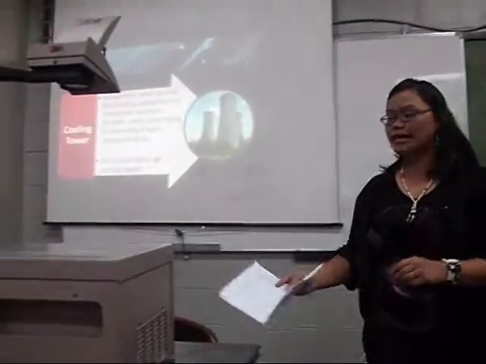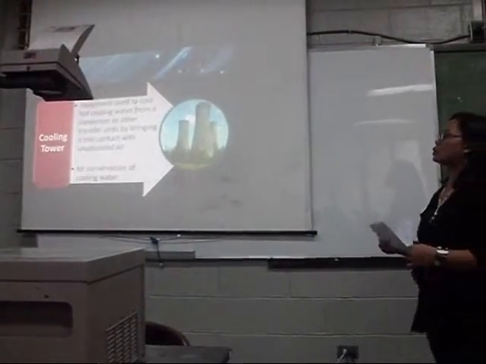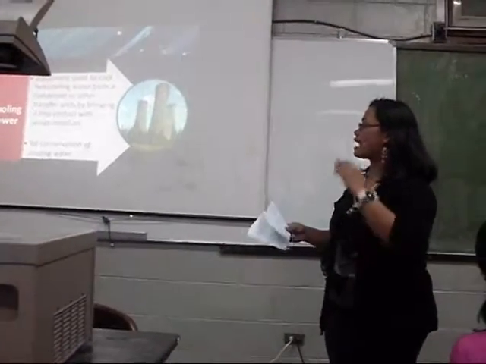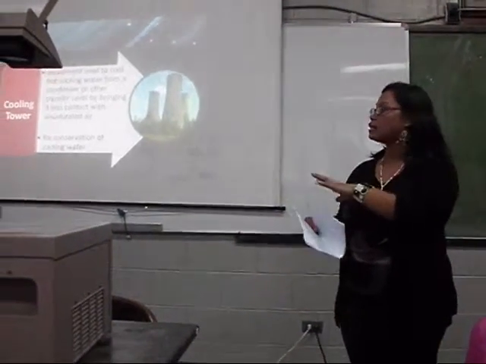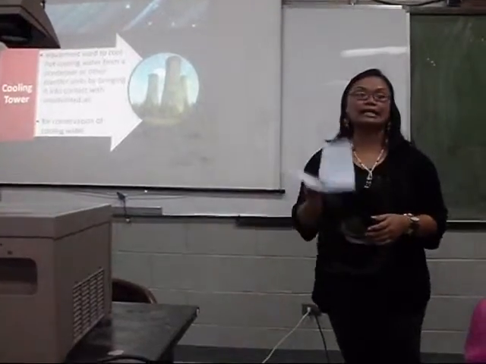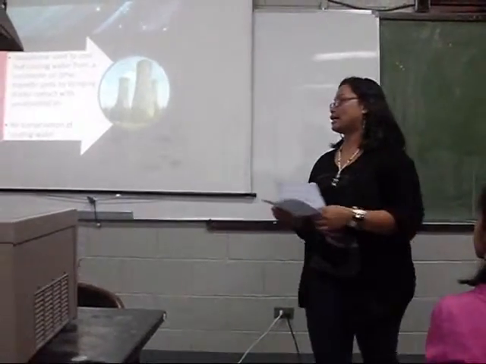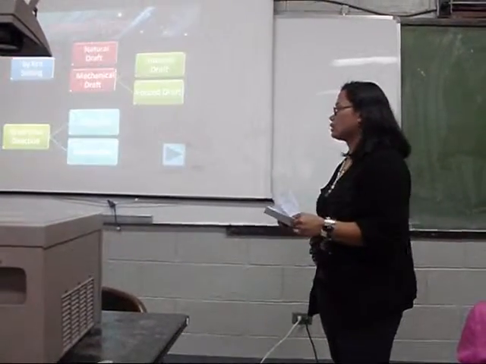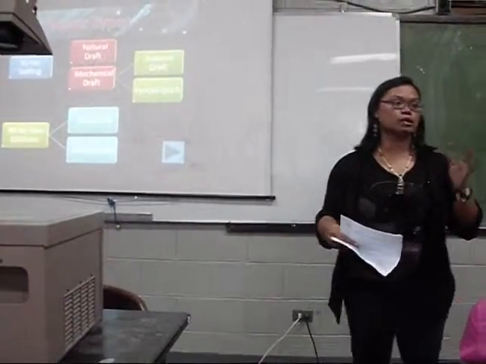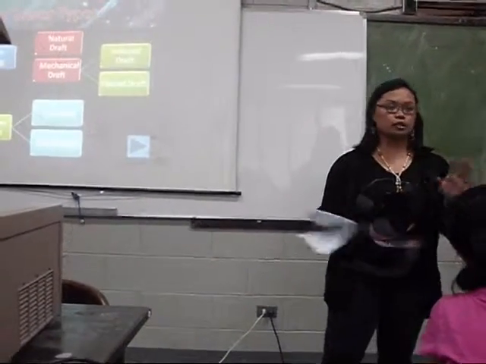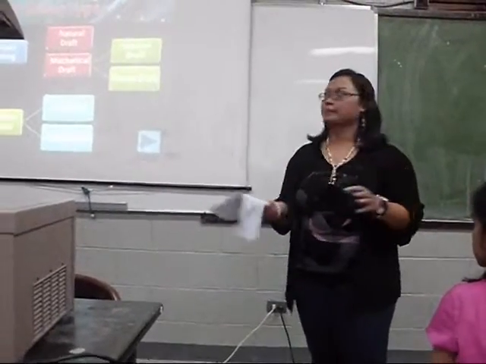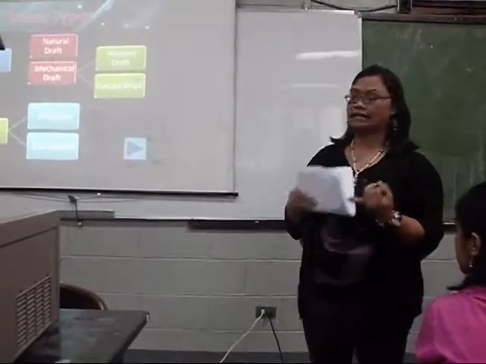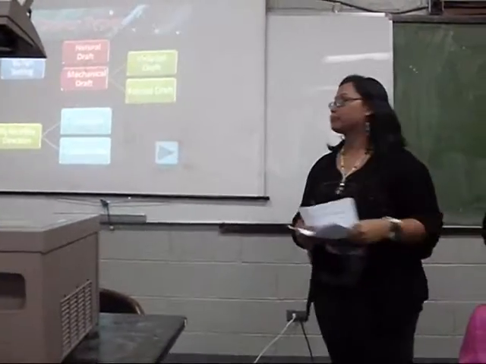So, as I said before, a cooling tower is an equipment used as a tool for cooling the cooling water from a condenser or other transfer units by bringing it in contact with unsaturated air. It is also used for conservation of cooling water. There are certain types of cooling tower which industries are using. We can characterize them by means of fan setting or by airflow direction.